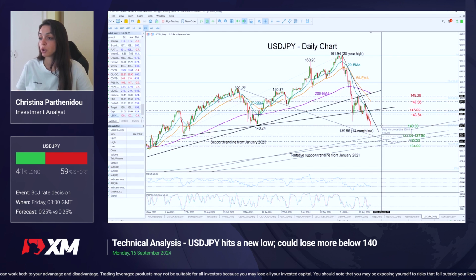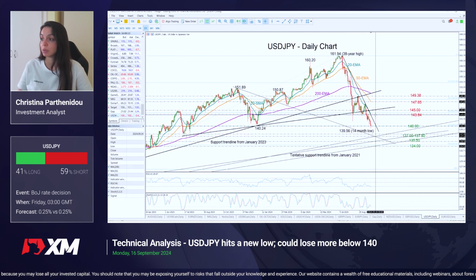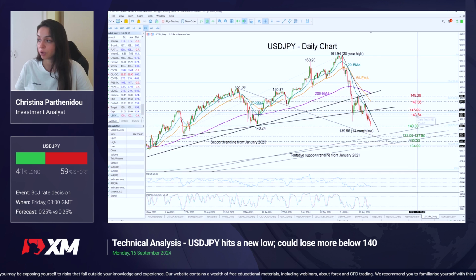So if we manage to hold above that level, we may see an upside reversal, some recovery probably up to this descending trend line and closer to the 20-day exponential moving average, which is currently near 143.84.